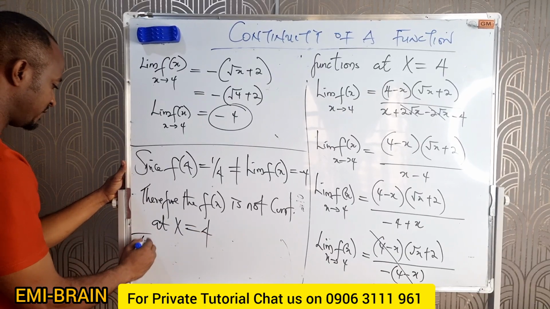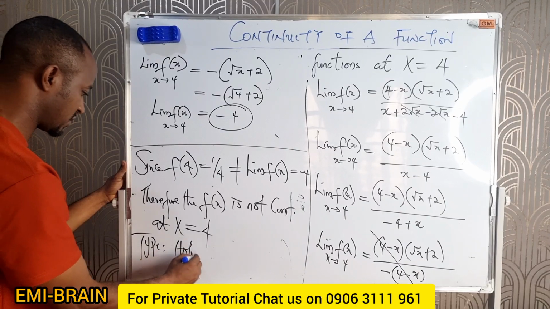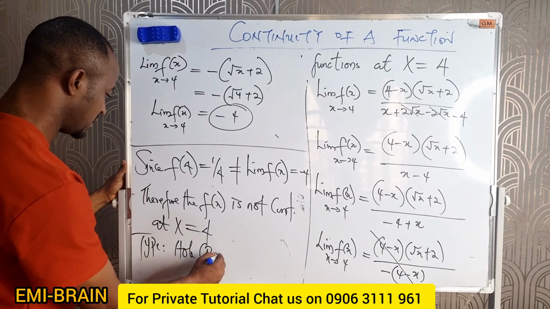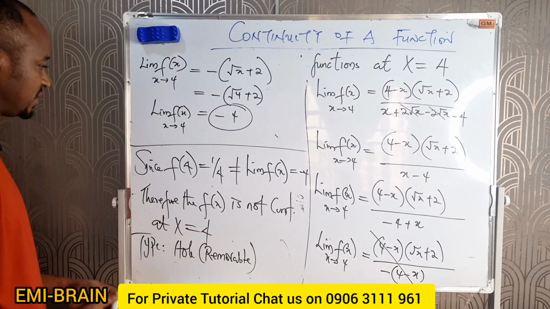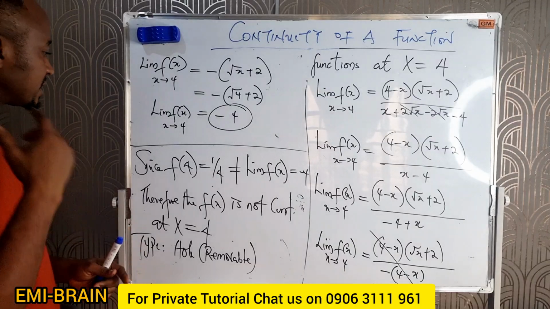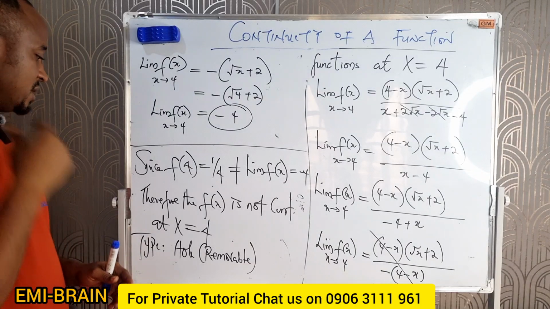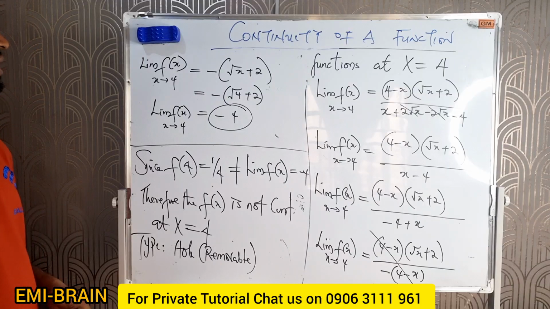We call this type of discontinuity a hole discontinuity, also called removable. When f of a is not equal to the limit of f of x as x approaches a, it's called a hole discontinuity. All right, so let's see another example.